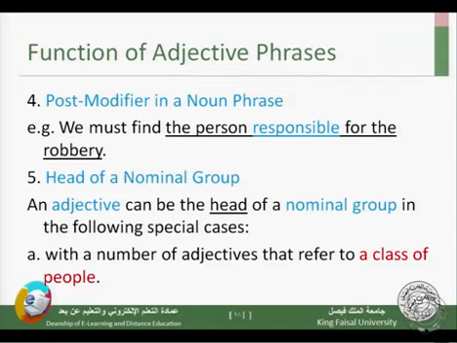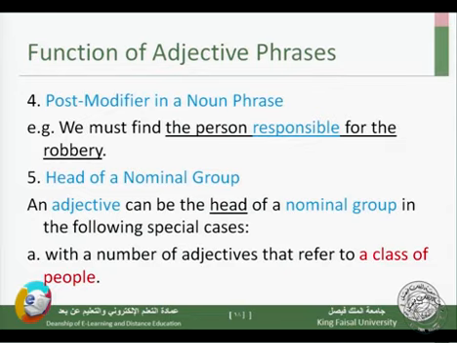So it can function as a pre-modifier or a post modifier in a noun phrase. For example, we must find the person responsible for the robbery. The person responsible for the robbery, all this is the noun phrase. Responsible is an adjective and it came after the head. So the head is person. The sentence says we must find the person. So we added more modifiers to this head. We say the person responsible. So he is responsible for something.